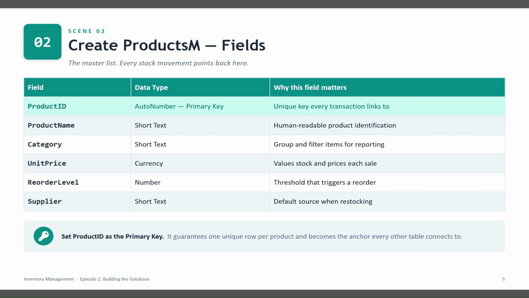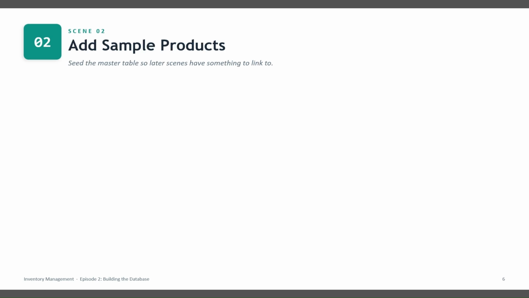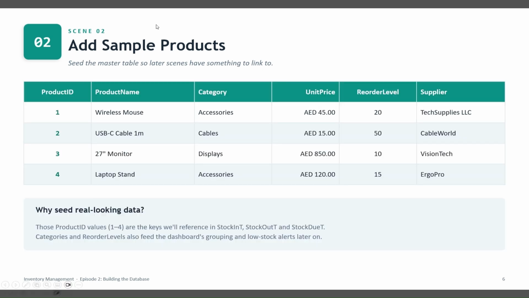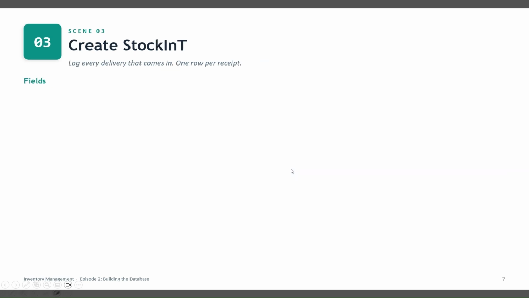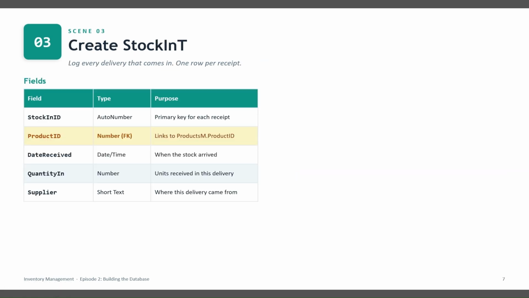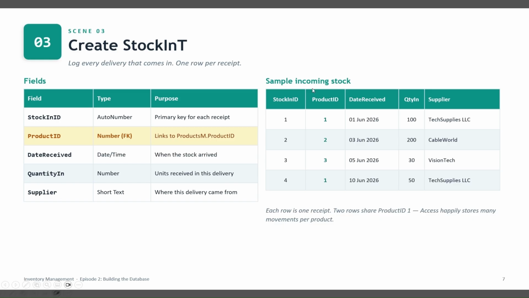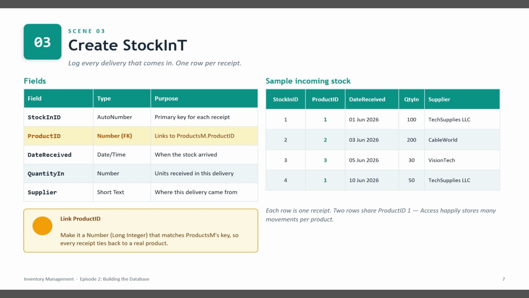So we'll have that created, and I'll give you more explanation when we are actually creating the database. We'll look into the sample products. This is a sample product. This is how this table will look like, and we will create the stock in table, which will help us to log every delivery that comes in, 1 row per receipt. So this is how the database table will look like. This is a sample of how the table should look like and what type of information it should have. And so we'll make sure that this is properly created.